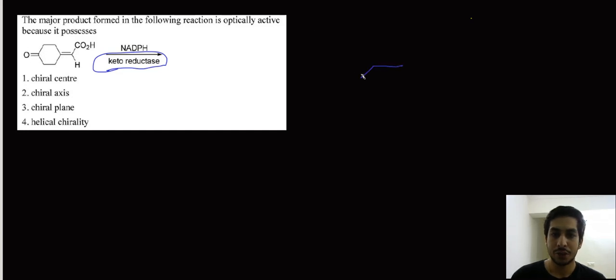Okay, and since you can see it's an enzyme, it's basically a natural enzyme, so they are very specific in nature, right? So let's say this OH goes above the plane and this hydrogen goes below the plane, let's assume. Okay, and then we'll have a carboxylic acid over here and a hydrogen over here. So these kinds of molecules you can refer to as cycloalkylidenes.